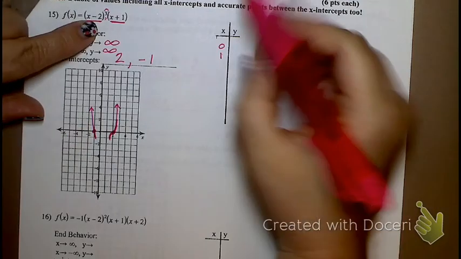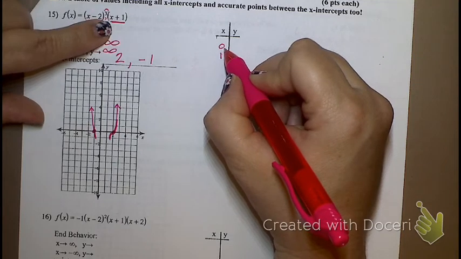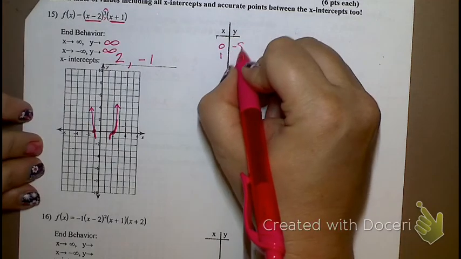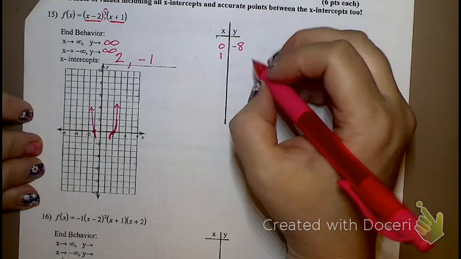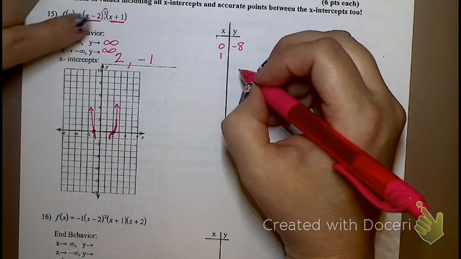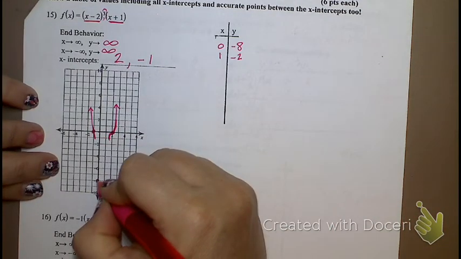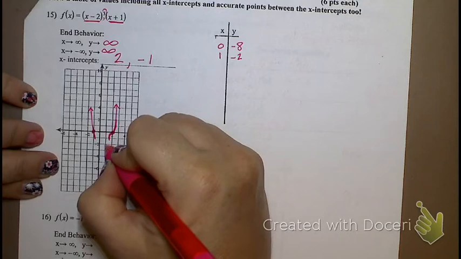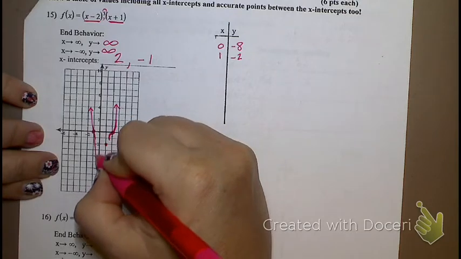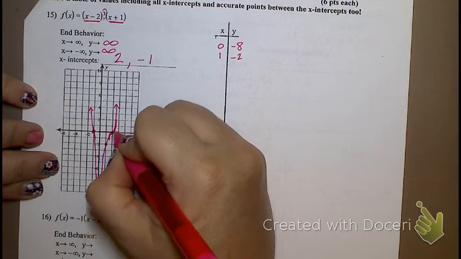Plug them in. So 0 minus 2 is negative 2, cubed is negative 8, 0 plus 1 is 1, times negative 8 is negative 8. And 1: negative 1 cubed is negative 1, times 2 is negative 2. So 0, negative 8, and 1, negative 2. So I need to draw my graph as carefully as I can and connect those 2 points.